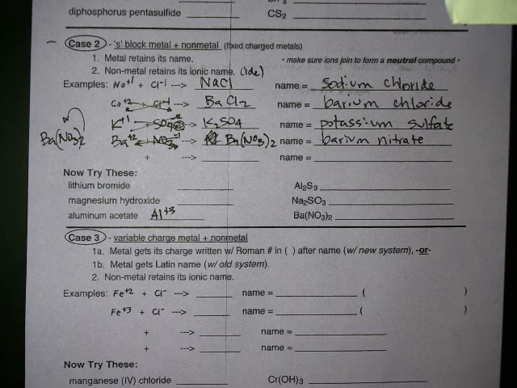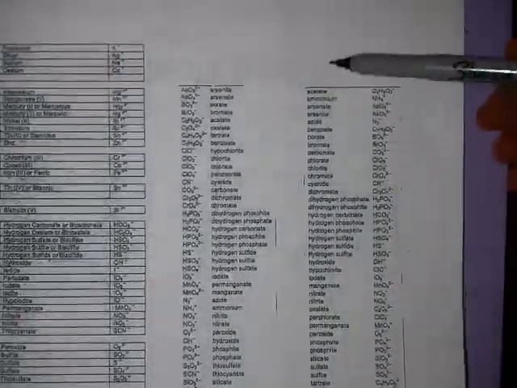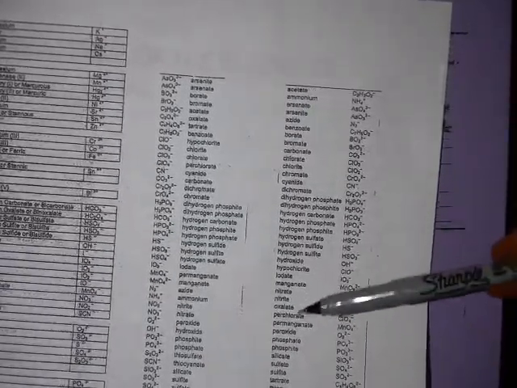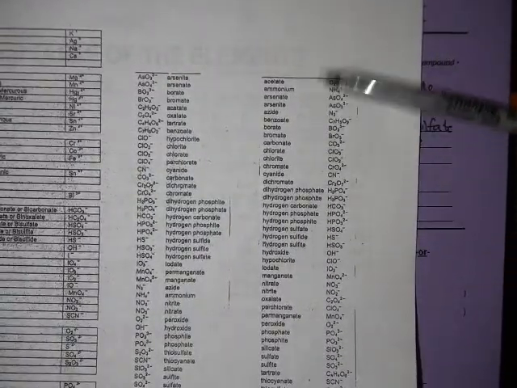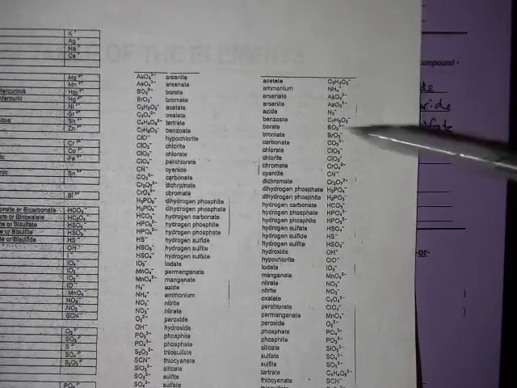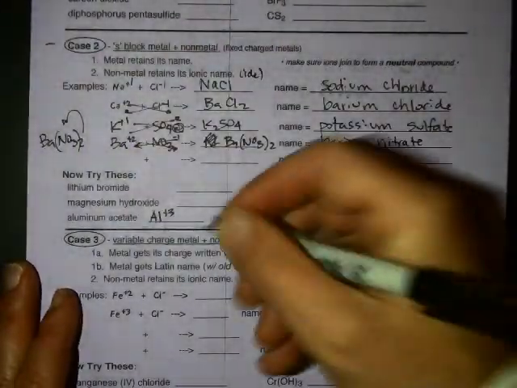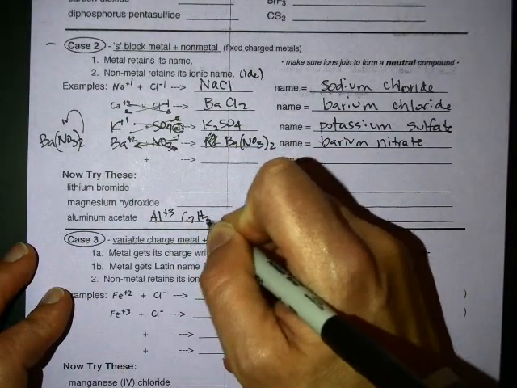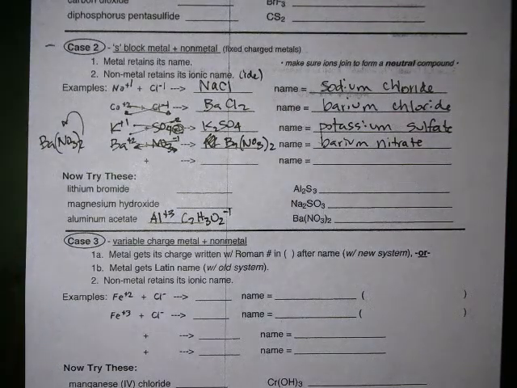I'll give you a minute. Aluminum acetate? Acetate. On this right-hand column right here, they're listed alphabetical by name. So look for acetate, which would be right up here. Look, I found it. Minus means -1. So it's C2H3O2. It's got a -1 charge. Now what do I do? I've done this step.